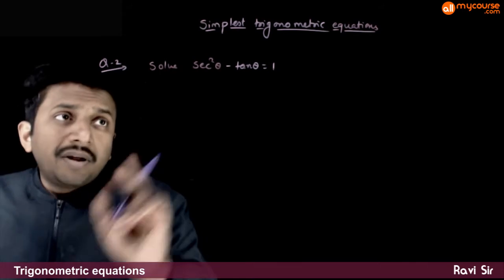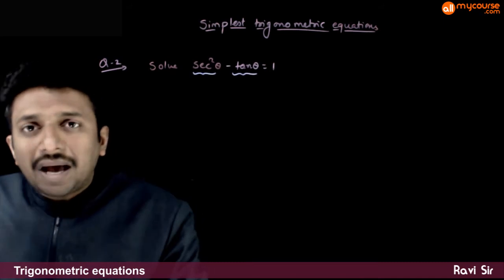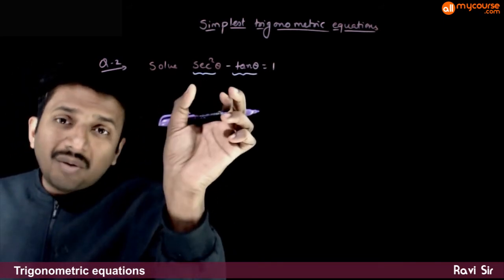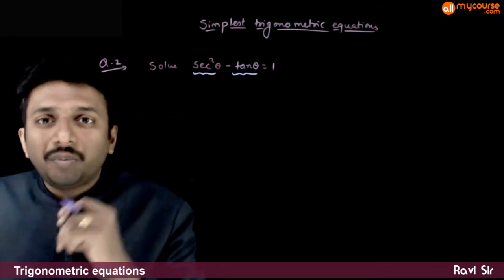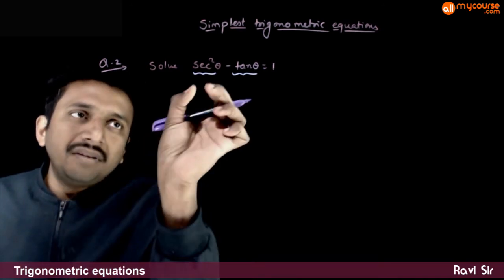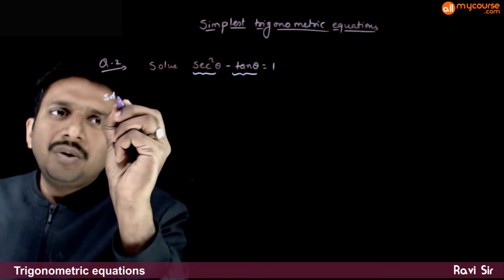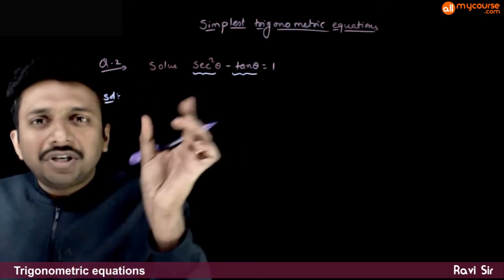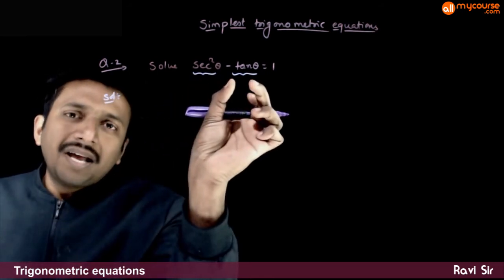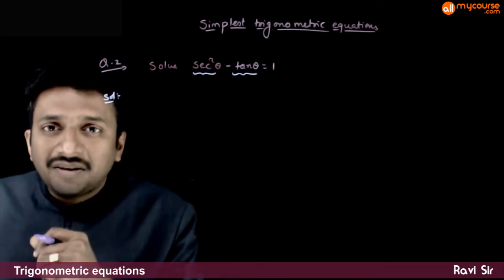So now let us look at this question. You're asked to solve secant square theta minus tan theta is equal to 1. This is a trigonometric equation in more than one trigonometric ratio. You have secant theta as well as tan theta. Whenever you have equations containing more than one trigonometric ratio, you try your best to convert the equation into a single trigonometric ratio. For example, you can try to convert tan theta in terms of secant theta, or secant square theta in terms of tan theta.